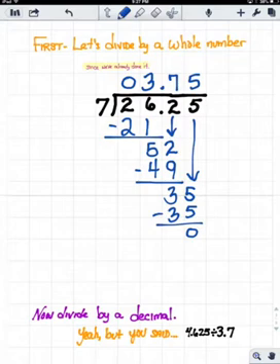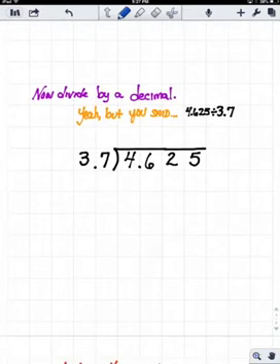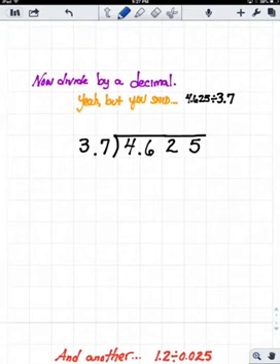While when we divide, we do our division. We do our decimal point first. We worry about that first. Then we do our division. So let's go to the next one. So now we're going to divide by a decimal.